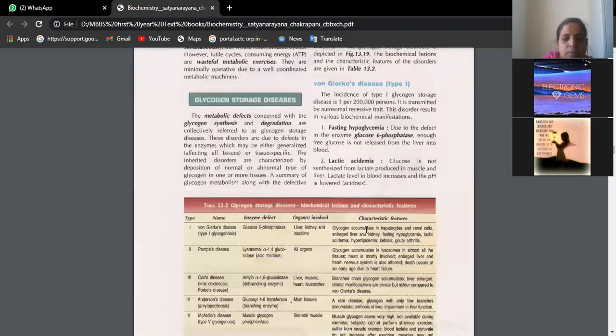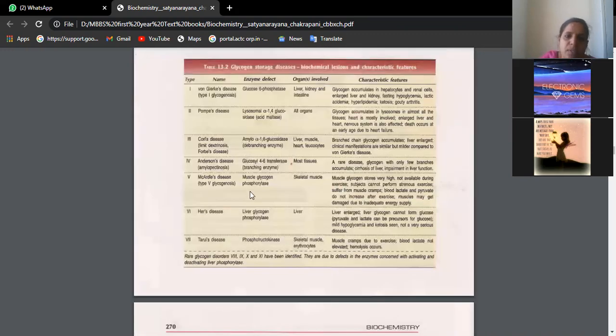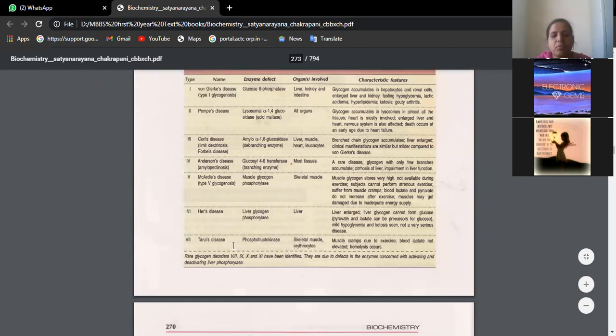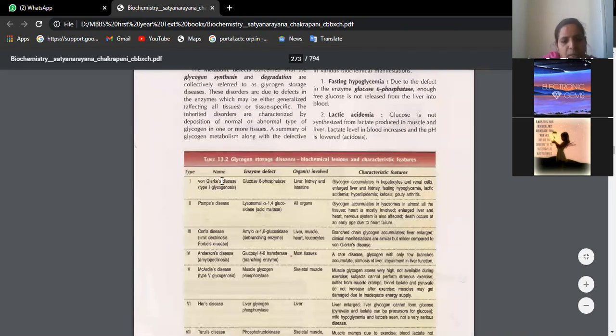Now let us see. So these are glycogen storage diseases. You have to check which particular enzyme is not working. In the case of Von Gierke's disease, you are finding glucose 6-phosphatase is defective. So the glucose 6-phosphate gets accumulated in the liver, kidney, and intestine, and it will damage these respective cells, leading to fatty liver, different types of deformities, renal damage, lactic acidemia, hyperlipidemia, ketosis, gouty arthritis.